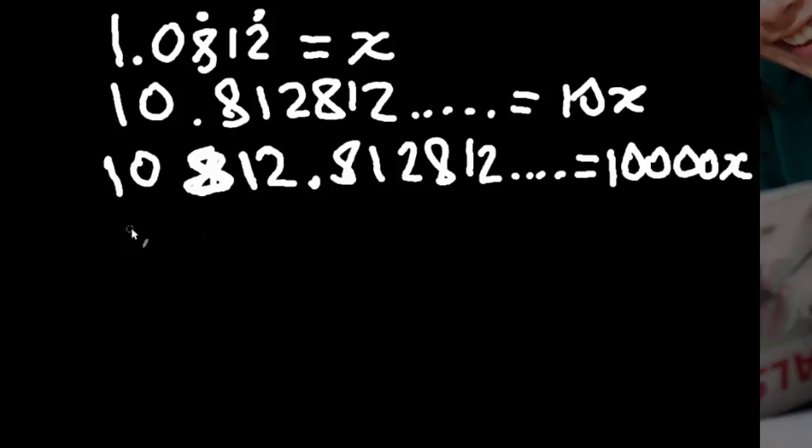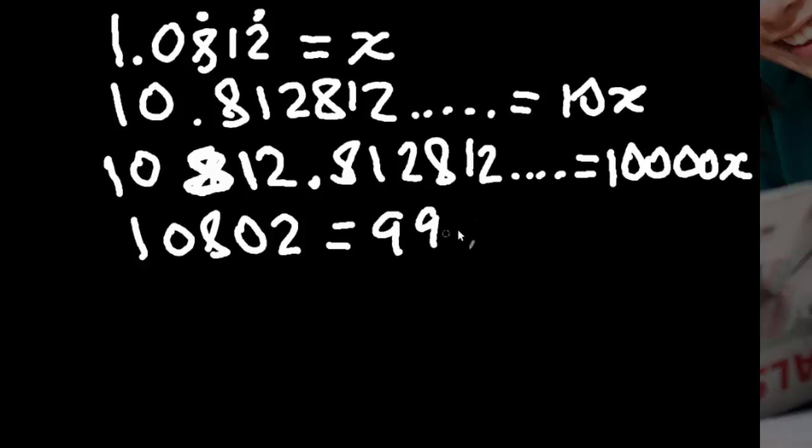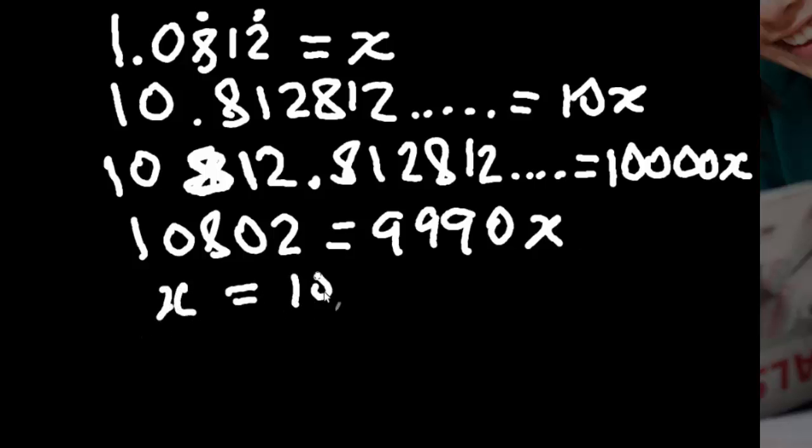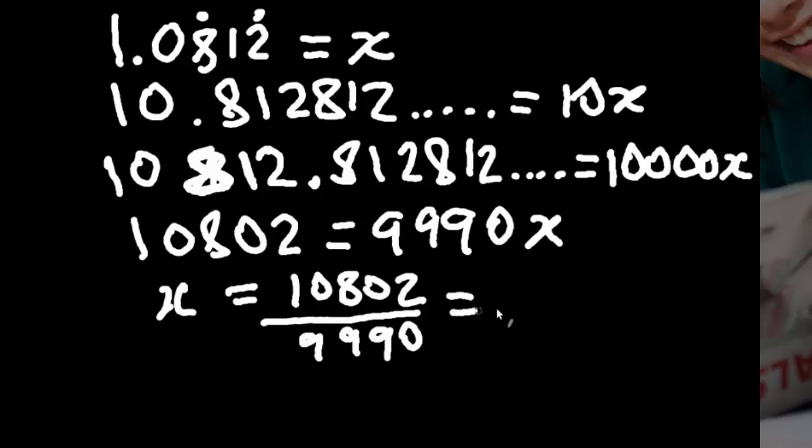Now, obviously, we subtract. Now let's not forget either, I've forgotten it in the past, to take away not just the 0.812s which disappear, but also the 10 from 812, leaving 802. And that is clearly 10,000 minus 10, which is 9,990x. Now obviously I can write my answer down, so that's x is 10,802 over 9,990. And I might want to simplify that, 5,401 over 4,995.